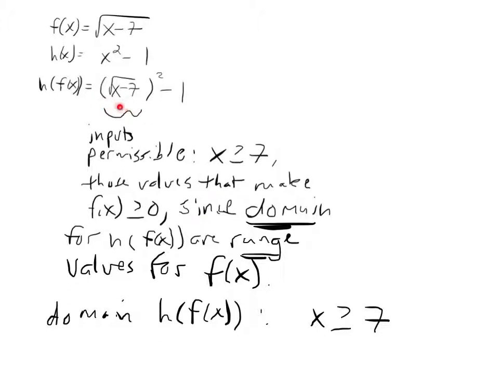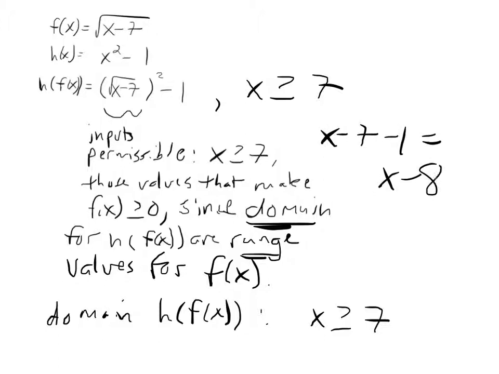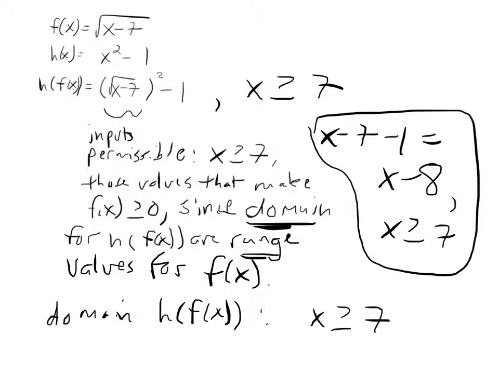So what's going to make this 0 or positive valued? Clearly, x values that are greater than or equal to 7. Okay, fine. So my possible inputs for h of f of x are values of x greater than or equal to 7. Now, at the same time, can I go ahead and simplify h of f of x to be x minus 7 minus 1 equals x minus 8? I can do that. But I still need to maintain my domain to be x is greater than or equal to 7 for that composition.